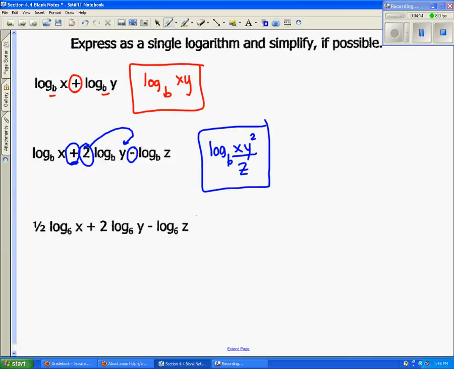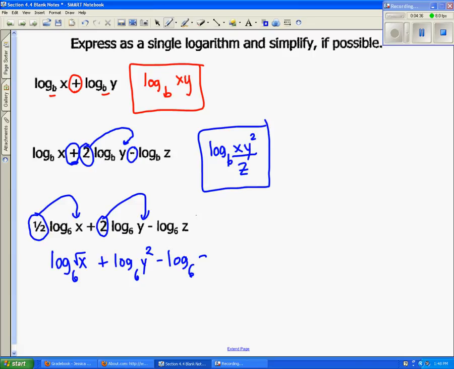Okay, my next one, I'm going to move this as an exponent, so I'm going to get log base 6 of x to the 1/2 power, which is the square root of x, and then plus log base 6 of y squared minus log base 6 of z. Now I'm going to multiply these first two and divide for the next one.